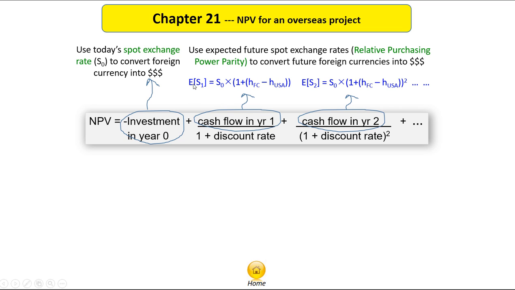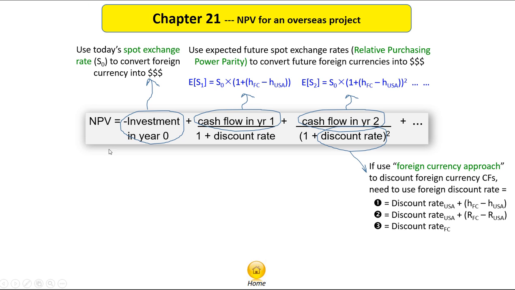To estimate the exchange rate 2 years from today, you use the same formula, but for the parenthesis term, you raise it to the second power, and so on. Now, as for the discount rate, because we are dealing with a foreign project, if we are using the foreign currency approach to calculating the net present value, then we need to use the foreign discount rate.